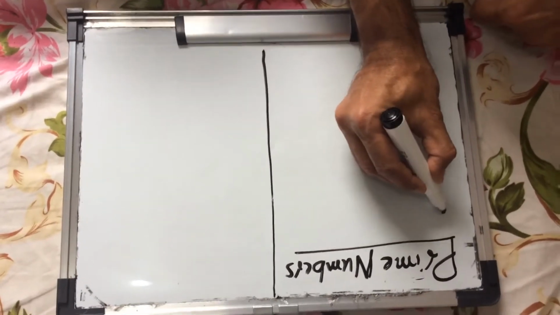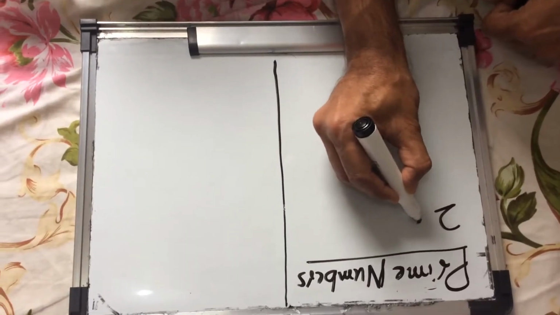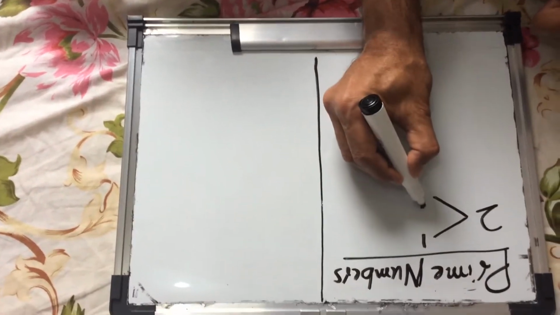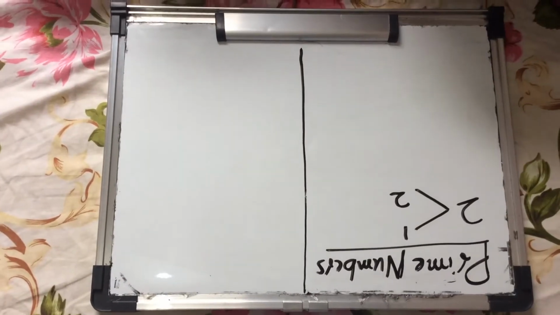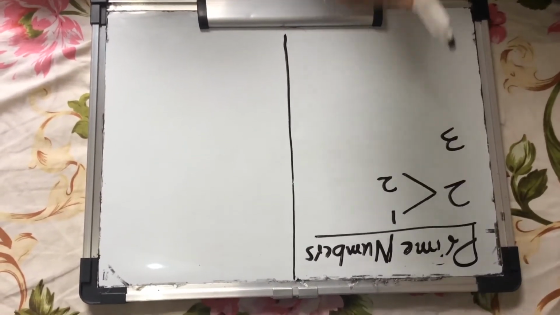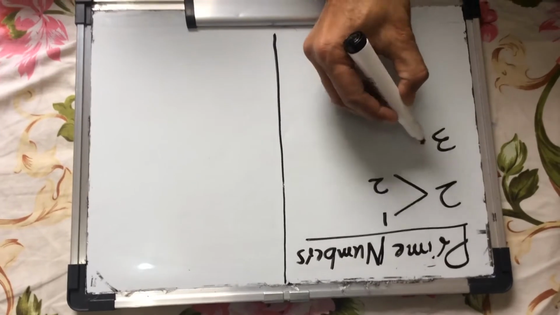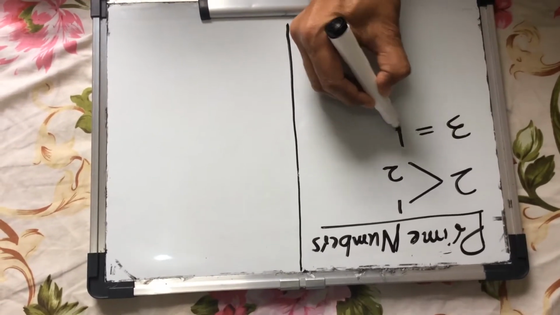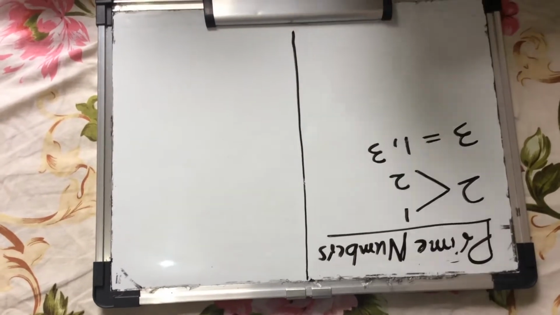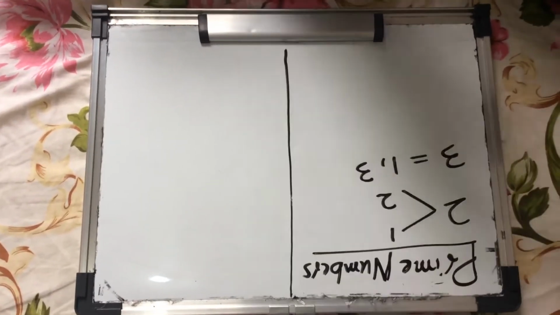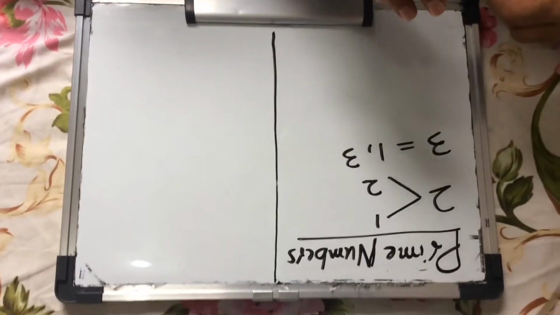For example, 2. How many factors does it have? Only one and itself, so it is a prime number. In the same way, just consider another number, 3. It is also a prime number because it has only two factors. What are its factors? One and itself. So all those numbers whose factors are only two are called prime numbers.